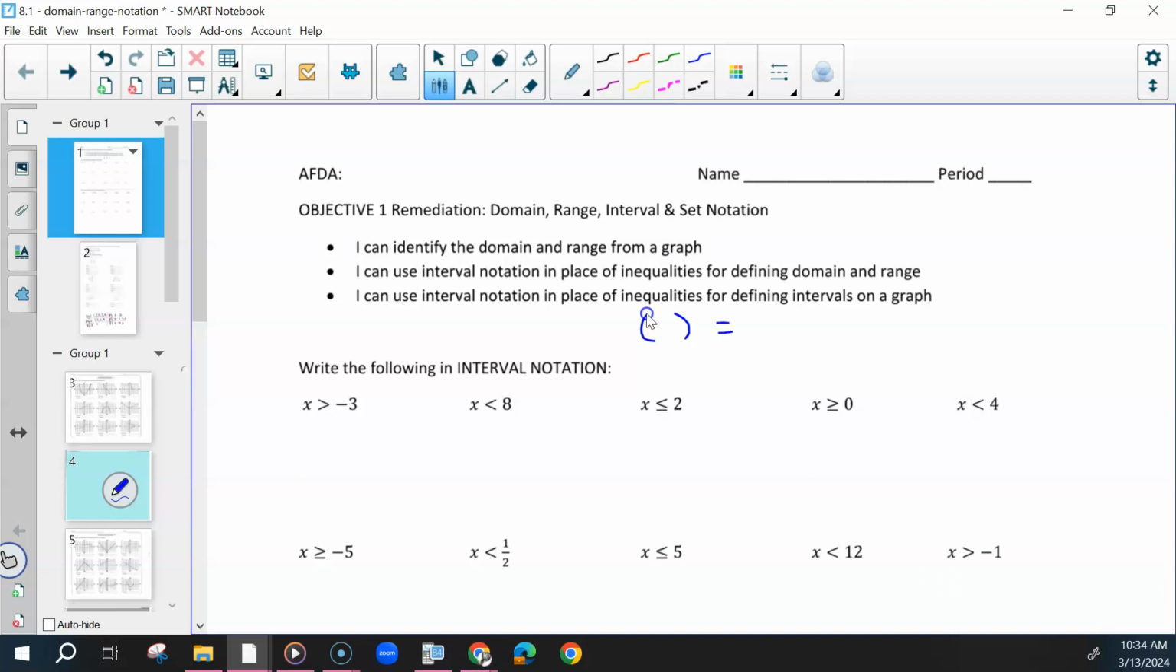And that's for strictly less than, strictly greater than, or if it goes to infinity, negative or positive. Your square brackets are for less than or equal to or greater than or equal to. If it helps you, you could draw a number line, but there won't be one. You'd have to visualize it.